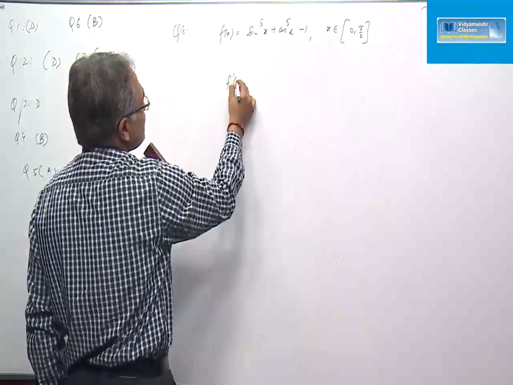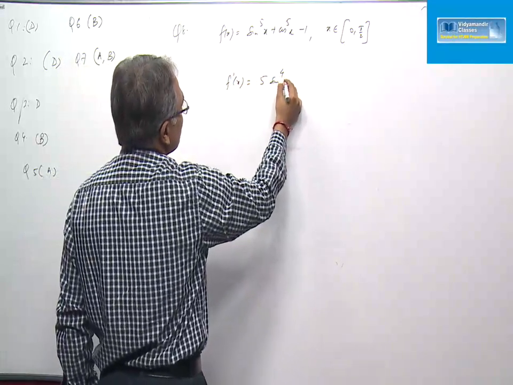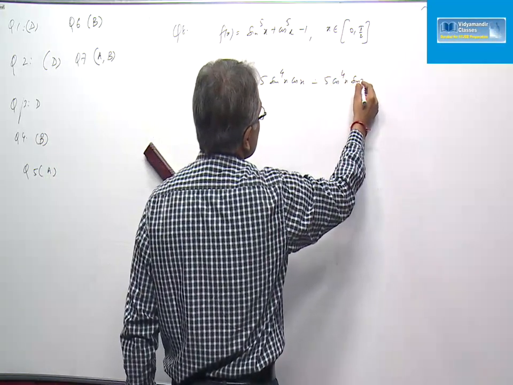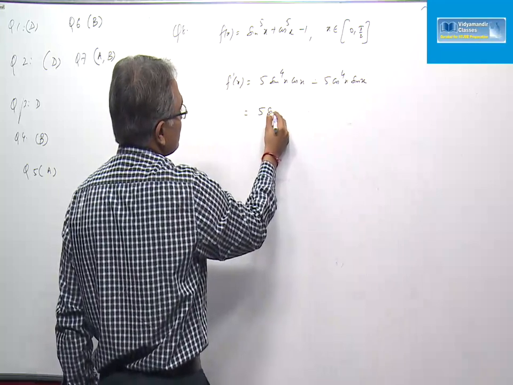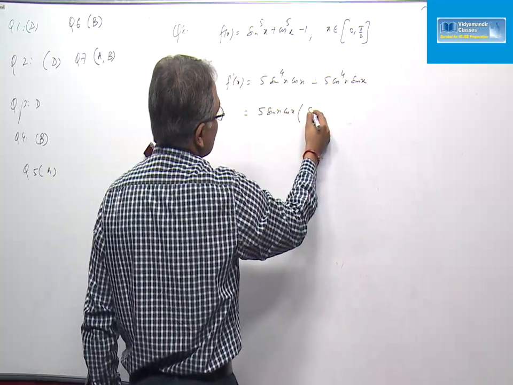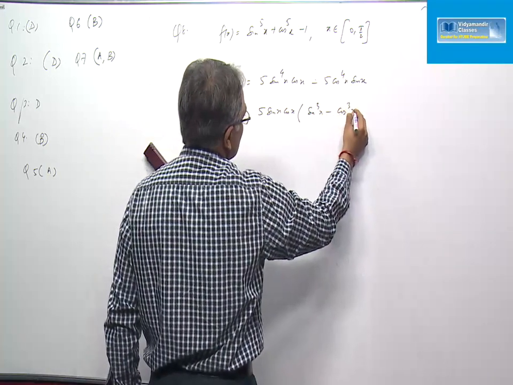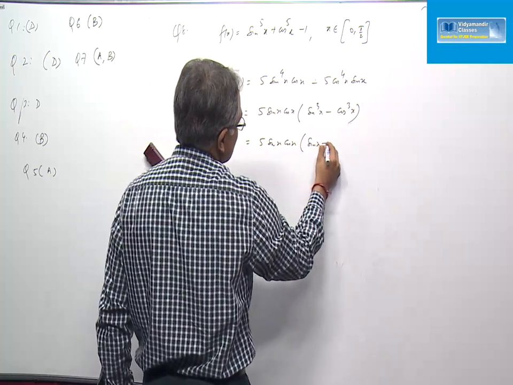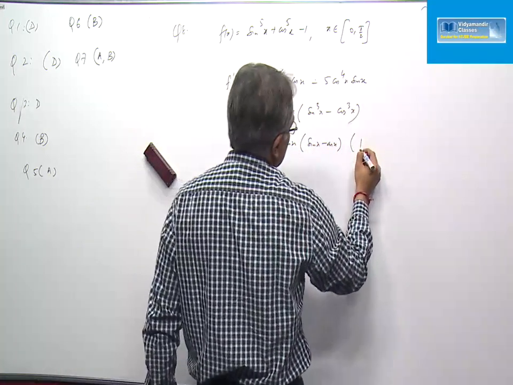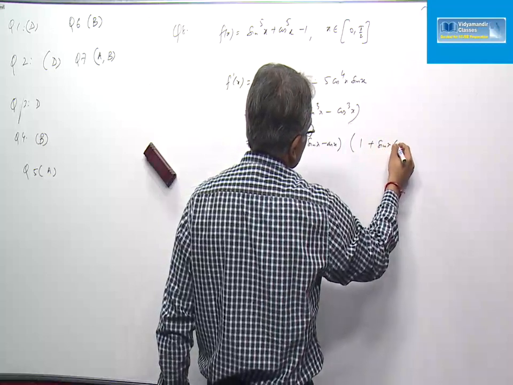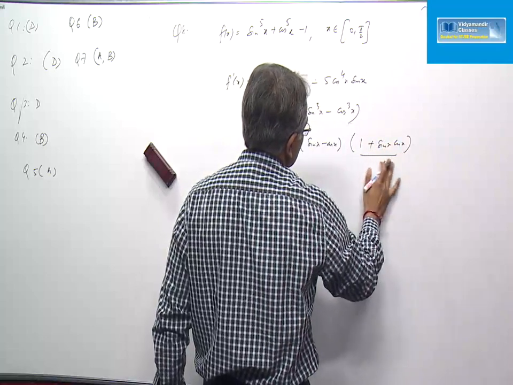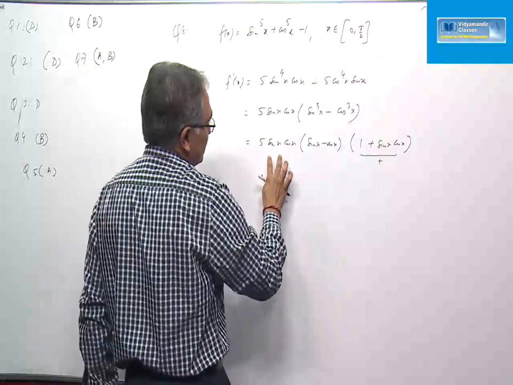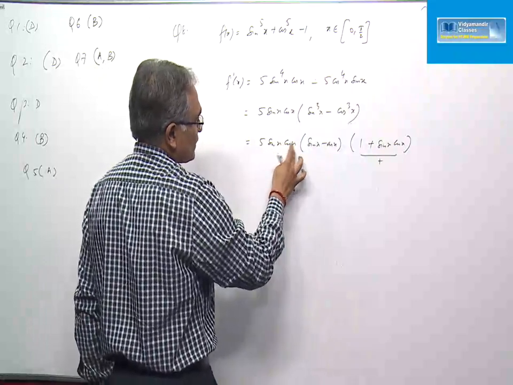Now f dash x is 5 sin to the power 4x cos x minus 5 cos to the power 4x sin x. Taking 5 sin x cos x common, we are left with sin cube x minus cos cube x, which can further be written as 5 sin x cos x times (sin x minus cos x) times (sin square x plus cos square x plus sin x cos x), which is clearly a positive function, always positive.